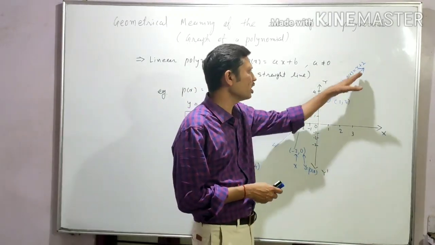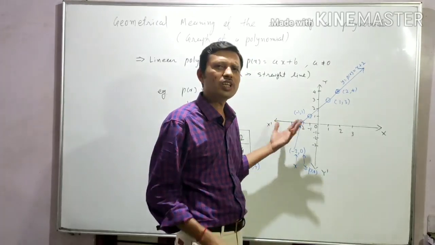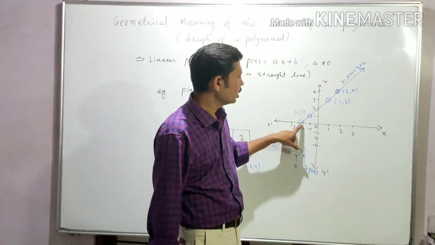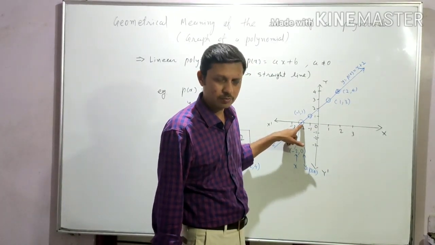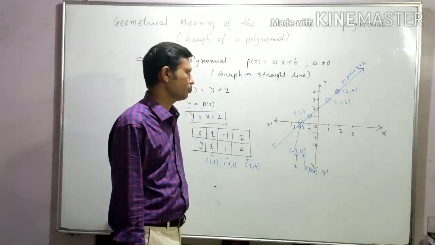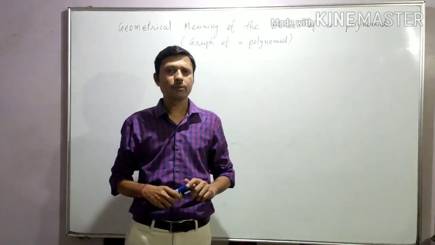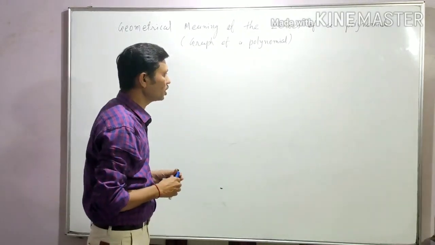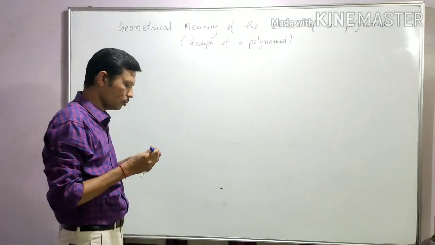So if somebody gives the graph and asks how many zeros there are, it intersects the x-axis at one point, so that is one zero. Okay, bachcho, now we will discuss the graph of a quadratic polynomial.